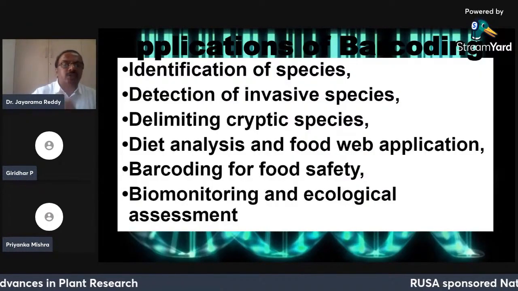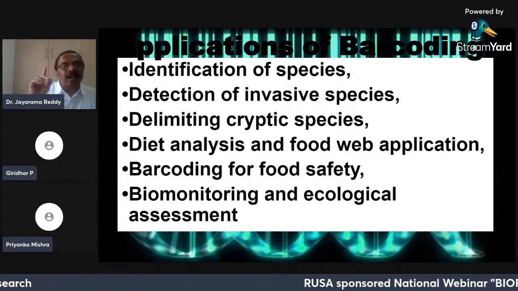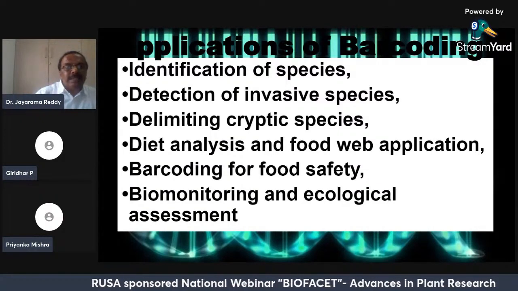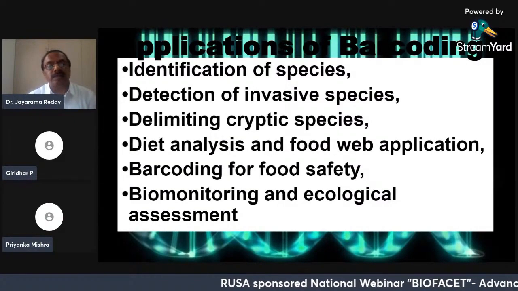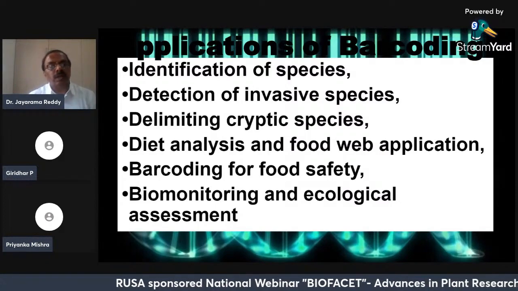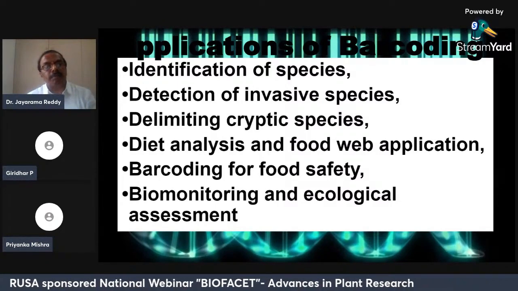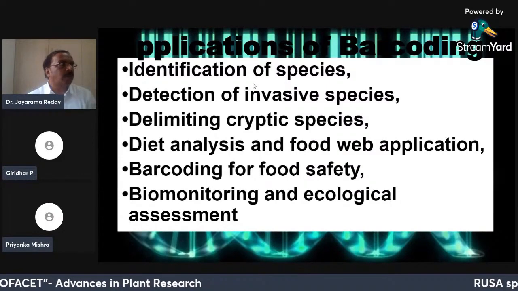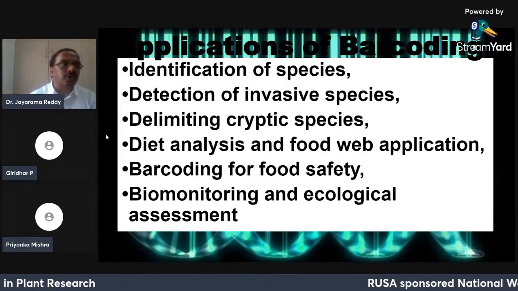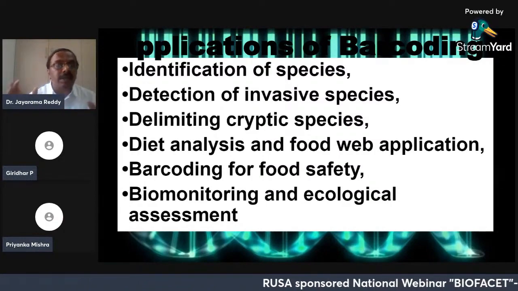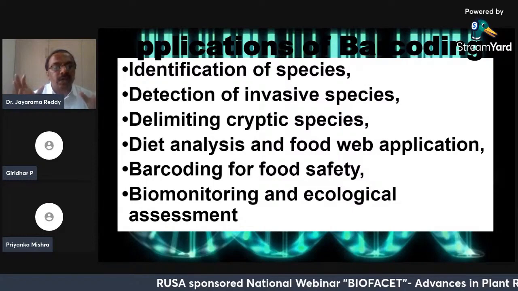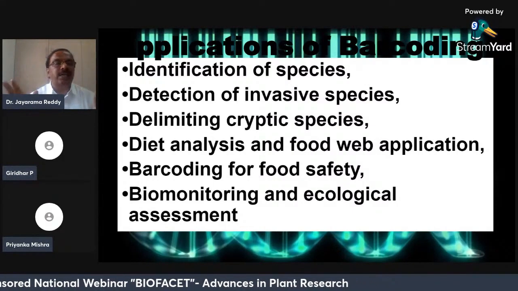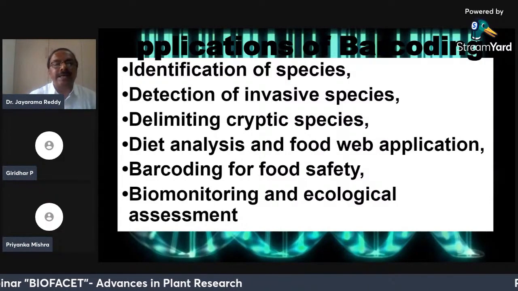The applications are identification of species, detection of invasive species, and delimiting cryptic species. You can do diet analysis and food web applications. Barcoding can especially be done for food safety, biomonitoring, and ecological assessment. I also told you that you can use it for medicinal plants and herbal plants, which are widely used these days. For exact and precise identification of these, you can use plant DNA barcoding.